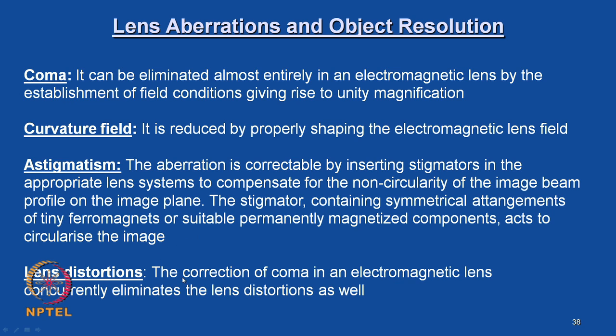And for lens distortion, the correction of coma in an electromagnetic lens concurrently eliminates the lens distortions as well. So what you should appreciate here is, in electro-optical systems, most of your aberrations are controlled by the field strength and the field distribution. In an optical system, all these aberrations were compensated with an additional glass lens. Here, since the focal length and everything is controlled by the field strength, your aberrations are also controlled by the appropriate field strength and its distribution in the appropriate lens system.